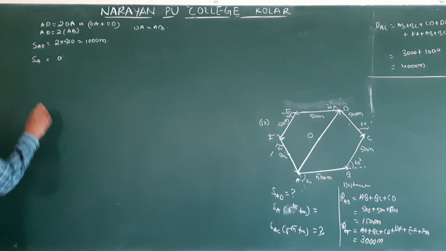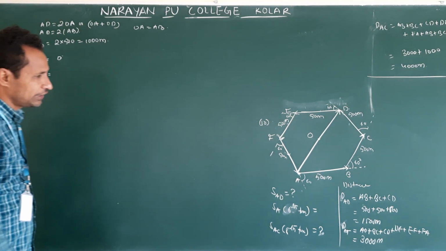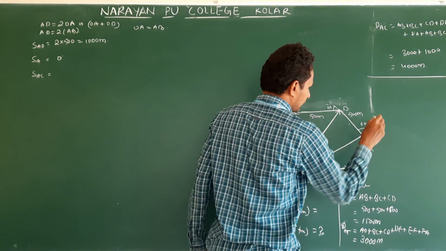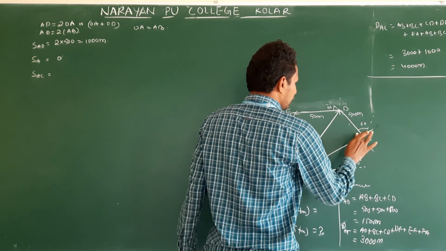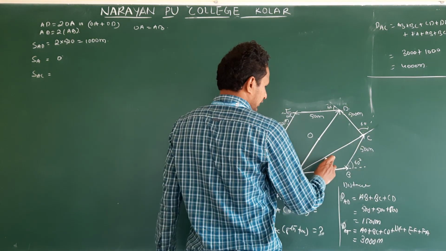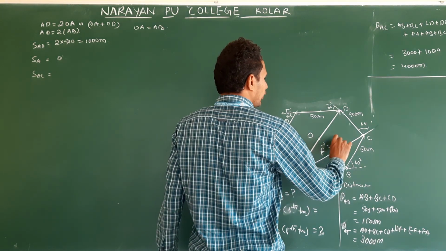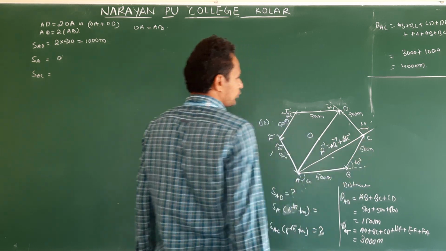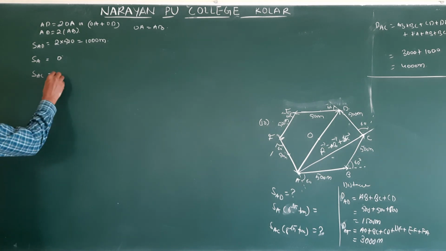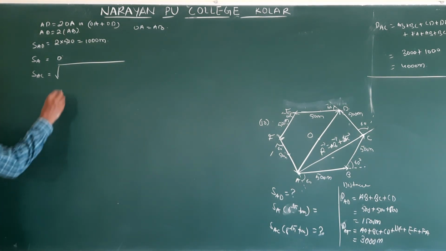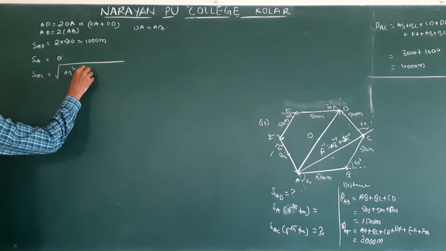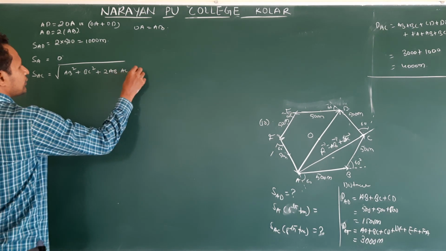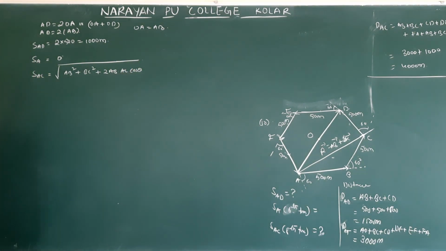Next, displacement AC. So initial point is A, final point is C. Draw a line. Clear? This is S_AC, the resultant, which is R. R is equal to AB plus AC. What is the angle between these two? 60 degrees. So we can write it as the square root of AB squared plus BC squared plus 2 AB AC cos theta. Clear?